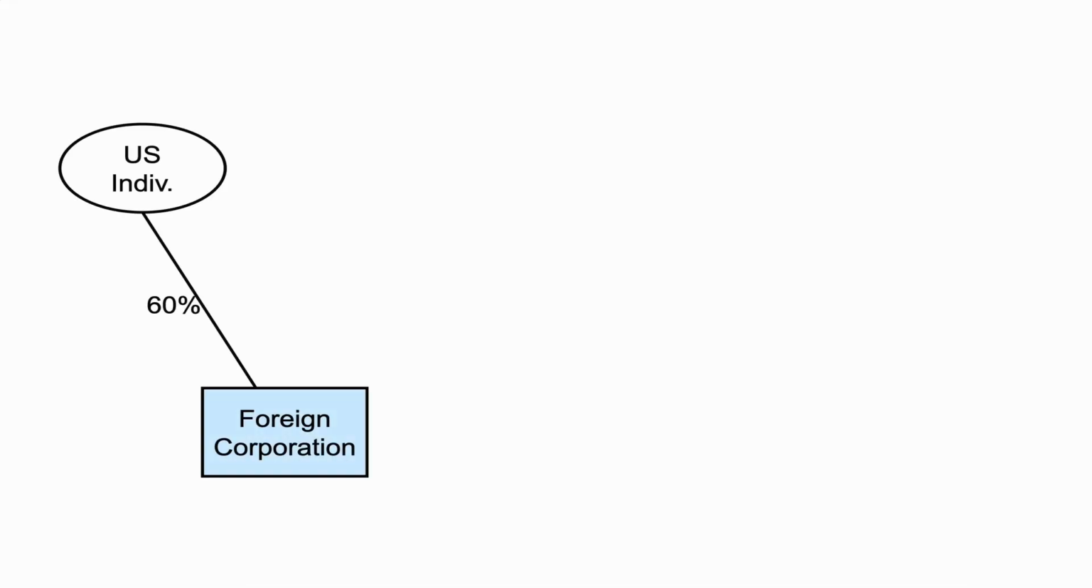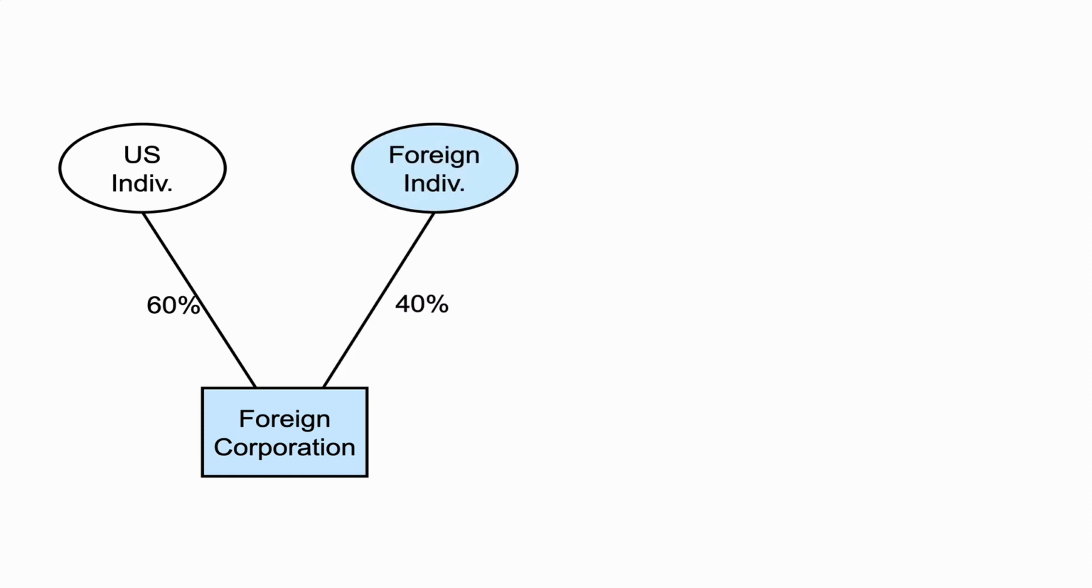Today we are going to discuss downward attribution and filing of Form 5471. Let's say we have a foreign corporation that is 60% owned by a U.S. individual and 40% owned by a foreign individual. The individuals are not related to each other. The foreign corporation is more than 50% directly owned by a U.S. person. Therefore, the foreign corporation is a controlled foreign corporation, also known as a CFC.